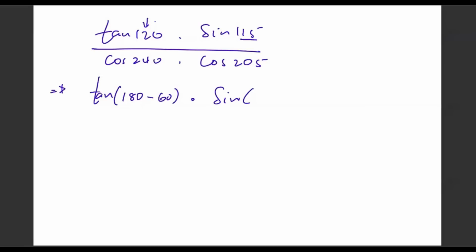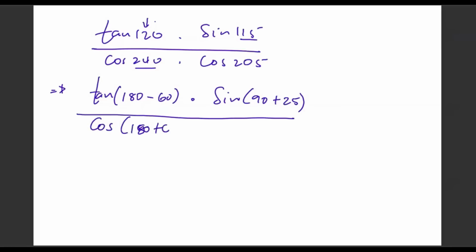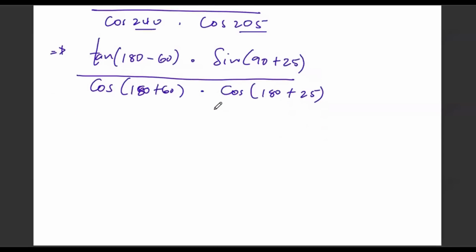So I can say this is a 90 plus 25. 240 is in quadrant 3, which is 180 plus 60. 205 is in quadrant 3, which is 180 plus a 25. Perfect. So the trick in this reduction is just to create similarity, especially with the angles that are not special. So we have a 25, we have a 25, which means life is somehow easy for us.